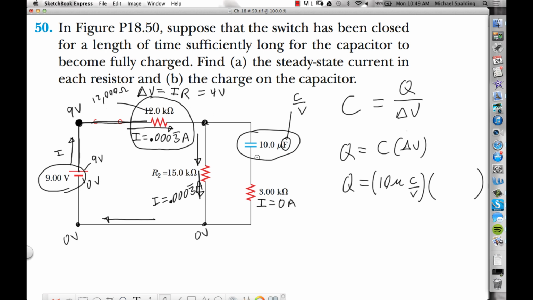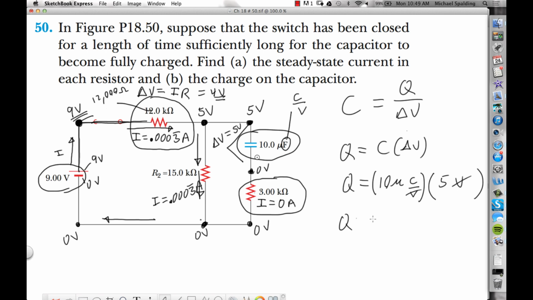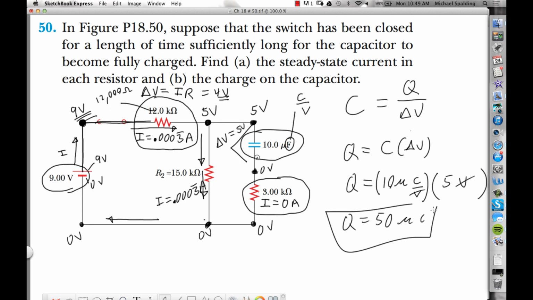So how many volts do we have at this point right here? Not 4, 5. Because look, 9, we lose 4, which brings us to 5. So how many volts do we have right here? 5. Now let's do the other side. So right here is 0. How many is right there? 0. How about right here? 0. Because remember, what's going on in that resistor? Nothing. That resistor has no current, right? So what's the delta V across the capacitor? 5. Right? Boom. The volts cancel. So Q, that's 50 microcoulombs. Bam!